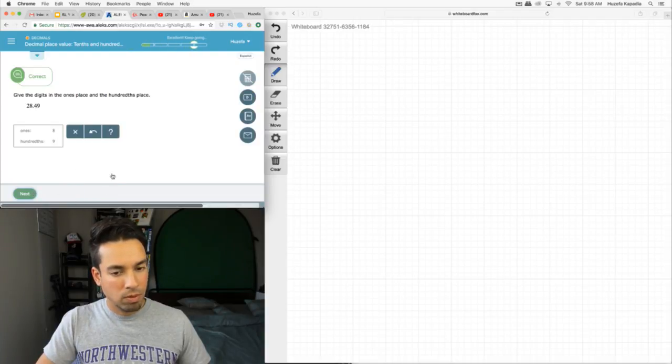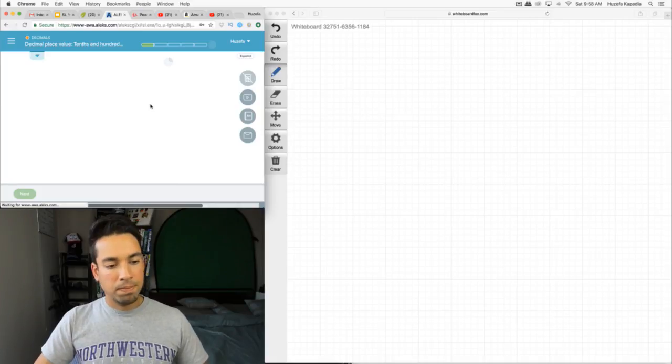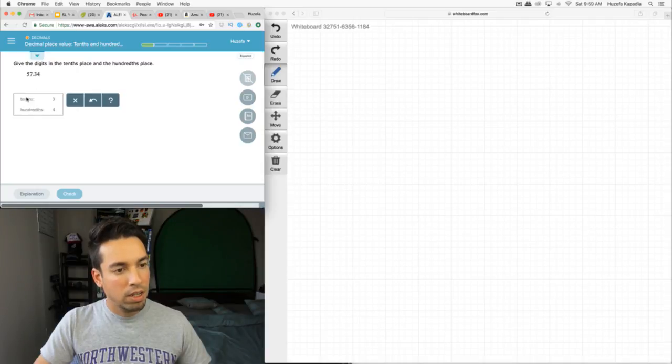All right, cool. Next, let's do these ones quickly, hopefully. 57.34, the tenths spot is 3, hundredths spot is 4. Done. Now don't forget, if that's a tens spot, it would be 5, but it's a tenths spot, which is the 3.